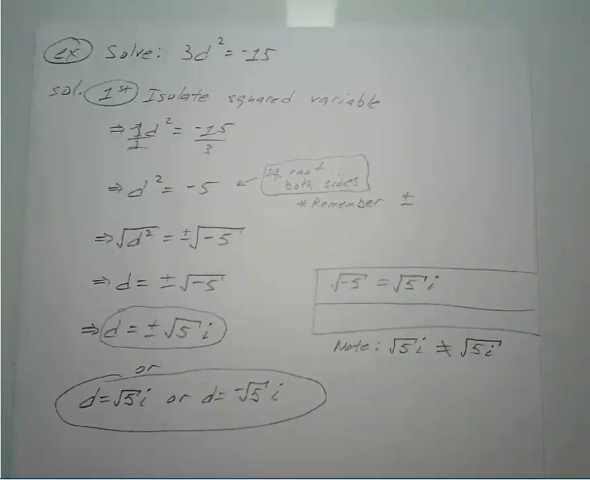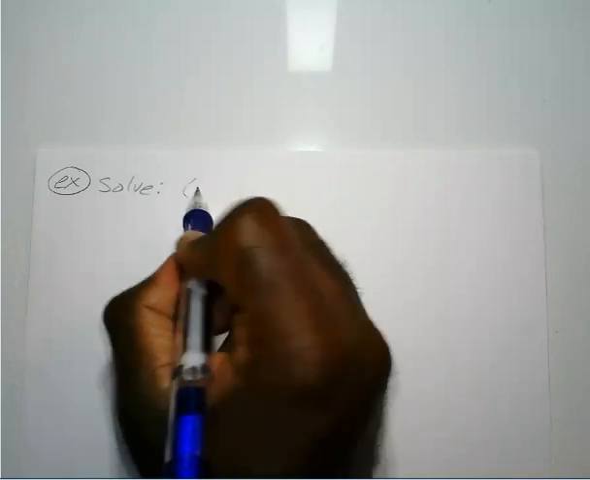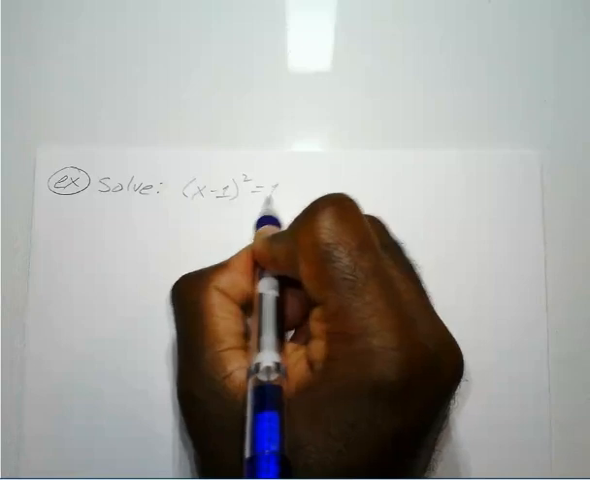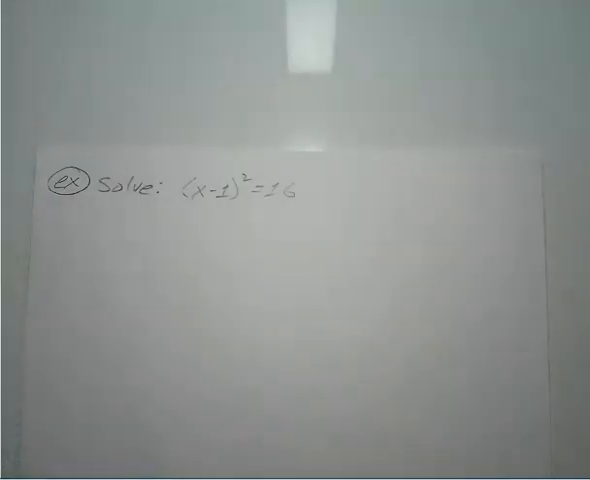All right, so let's go ahead to our next example. So here we're going to switch up how the problem looks just a little bit. So let's say we wanted to solve x minus 1 squared equals 16. Okay, so it's not just x squared. Now we have x minus 1 squared equals 16.